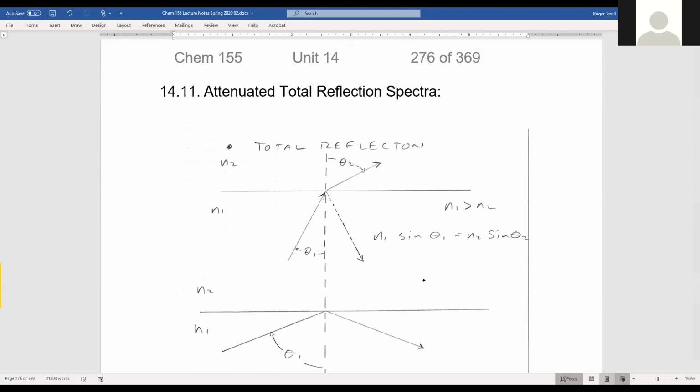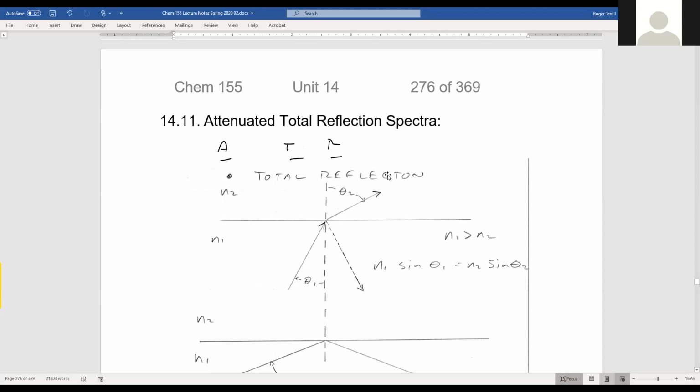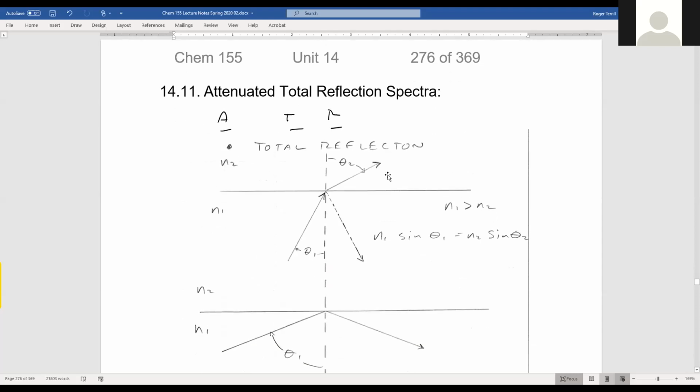But an ATR, or attenuated total reflection, takes advantage of the phenomenon of total reflection to get a spectrum. Right? And basically ATR means that you use a waveguide, which is typically a slab of material with a high refractive index N1, right?